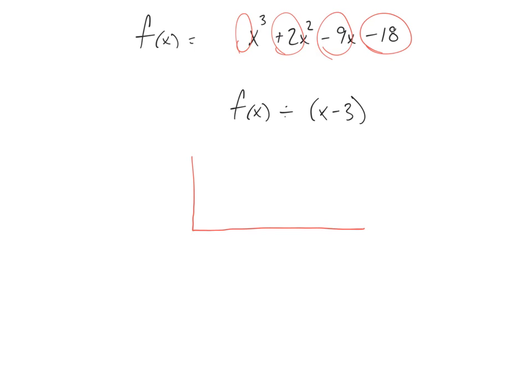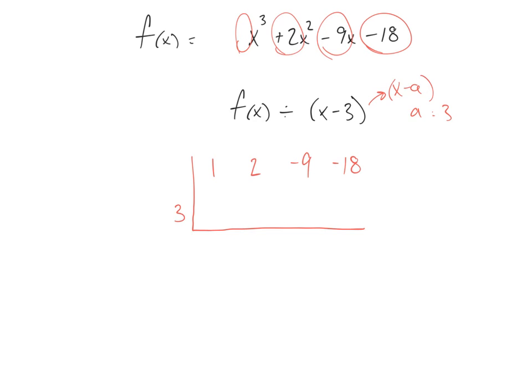All right, so our first coefficient is a 1 from that 1x cubed. Then we have a 2 from that 2x squared. We've got a negative 9 from that negative 9x, and we have a negative 18. Since we're dividing our f of x by x minus 3, if this is our x minus a, then a in this case is 3. So we're dividing this whole thing by 3, and remember a goes right there outside our box.